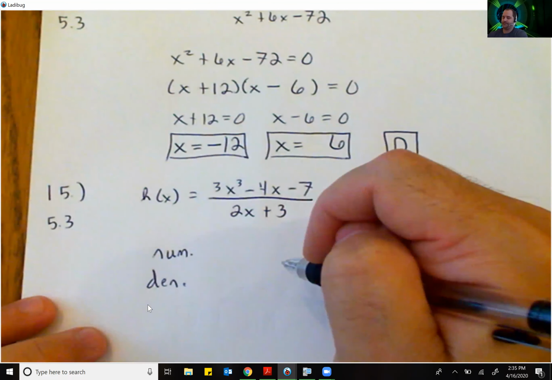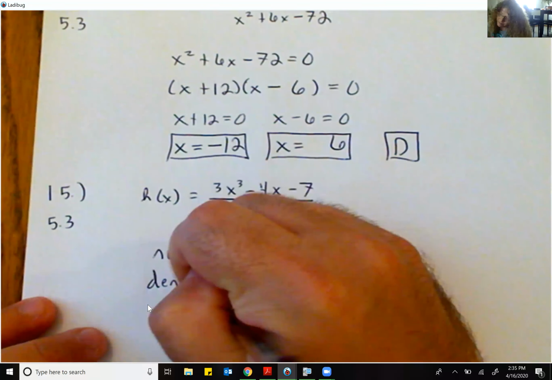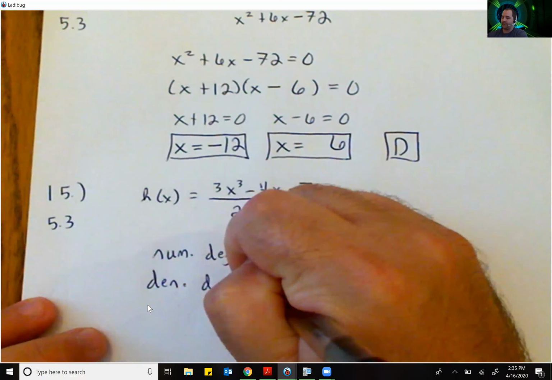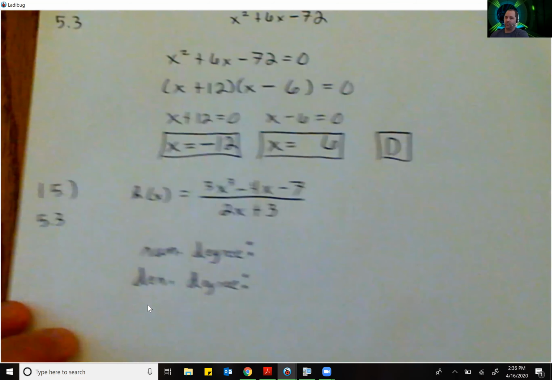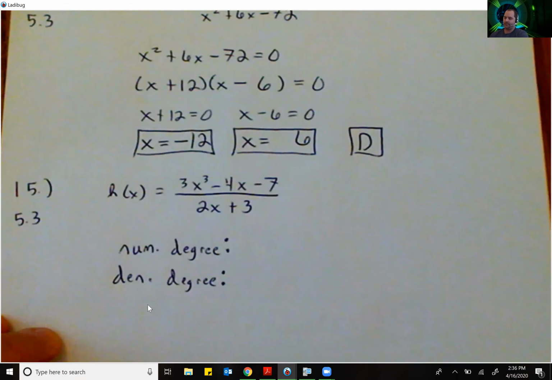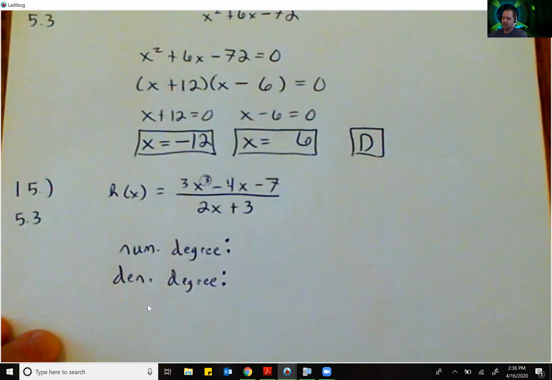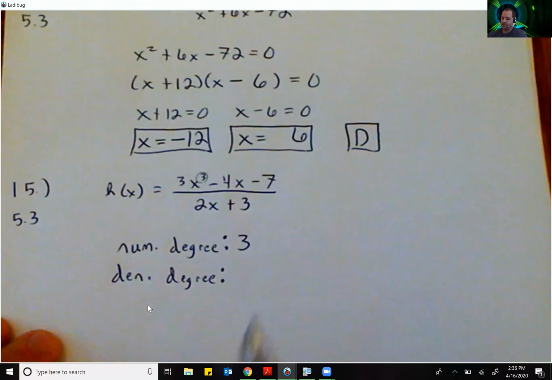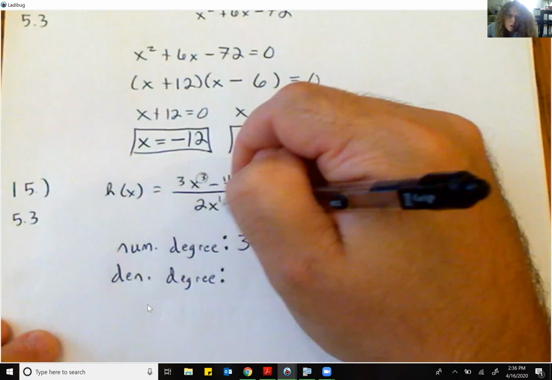No, you need to look at the degree. There are four cases that you could have here. So what is the numerator degree? What's the highest power? 3. What is the denominator degree? There's a 1 there, so it's 1.